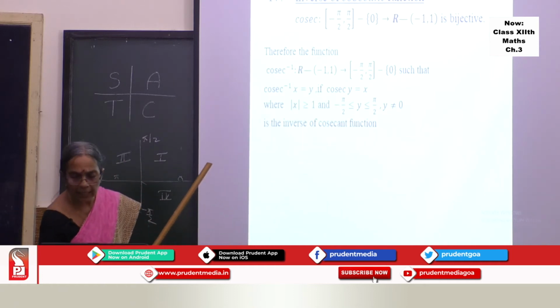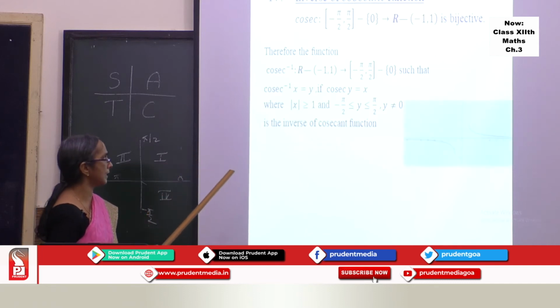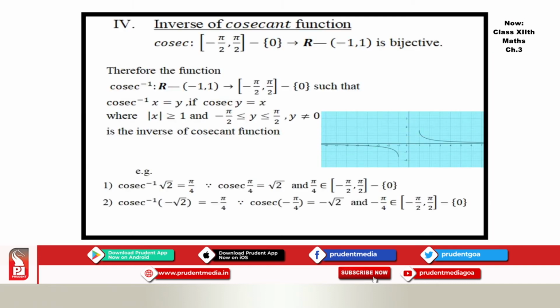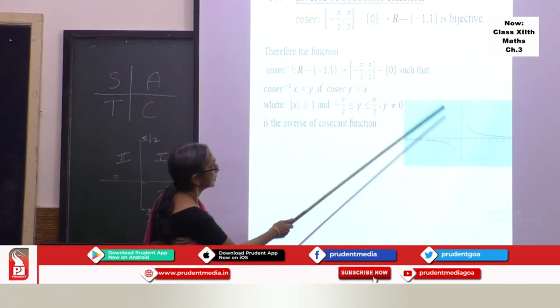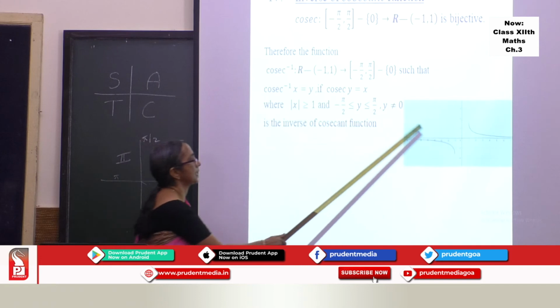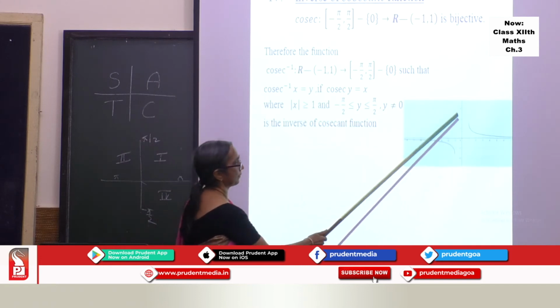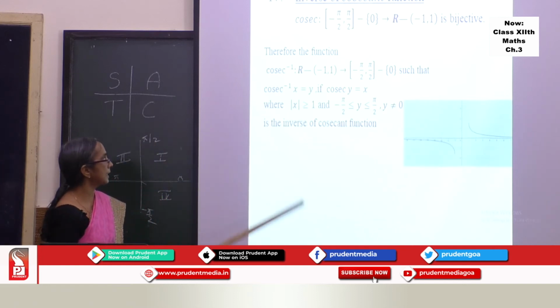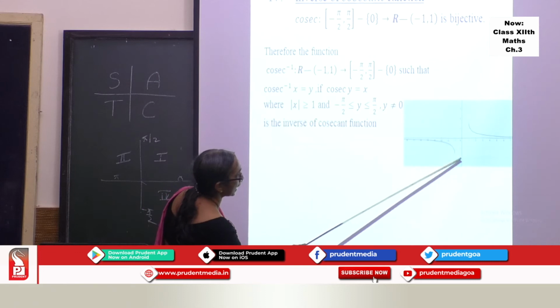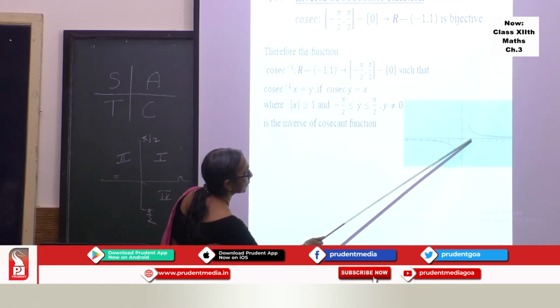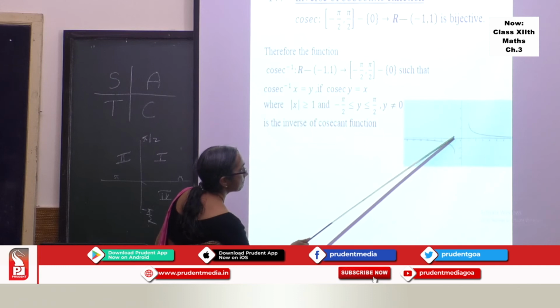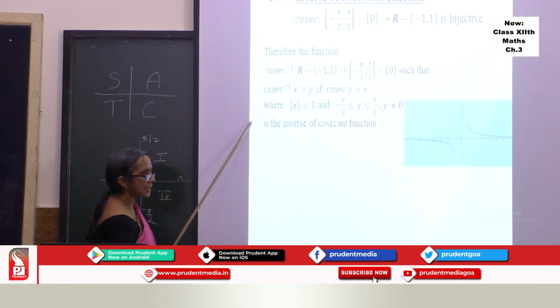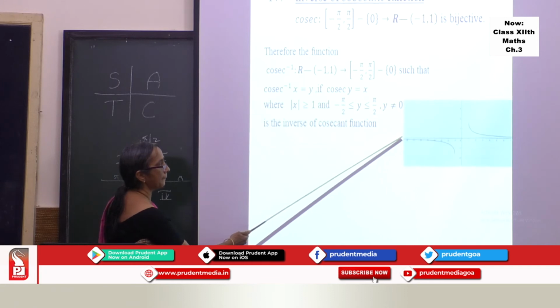Let me show you the graph of the cosecant inverse function. This is the graph of the inverse of the cosec function. It is a function. The x value you can see from 1 to infinity and minus 1 to minus infinity. It is not ending here.